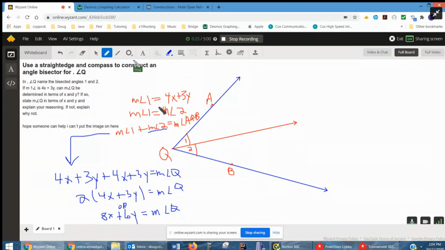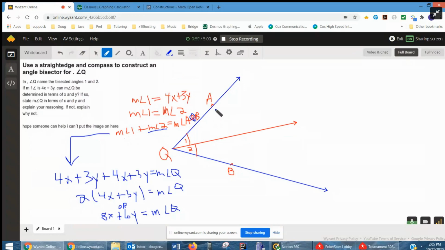And we're told that the measure of angle 1 is 4x plus 3y, or that's an expression for the measure of angle 1. Since angle Q is bisected by this ray, that means the measure of angle 1 equals the measure of angle 2. That's the definition of an angle bisector. And it's also true that the measure of angle 1 plus the measure of angle 2 has to equal the measure of angle AQB. That's called the angle addition postulate.